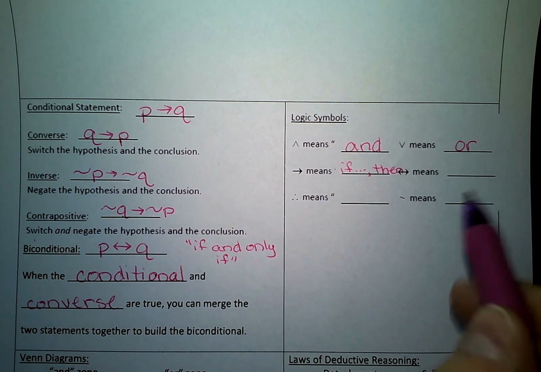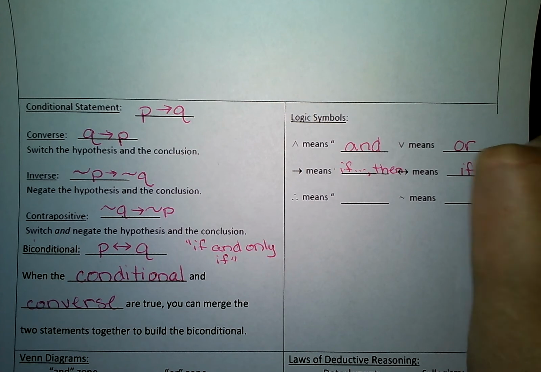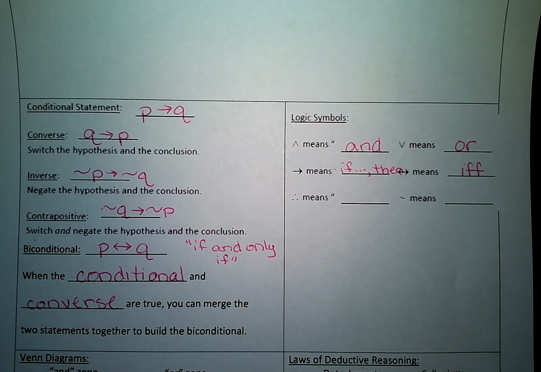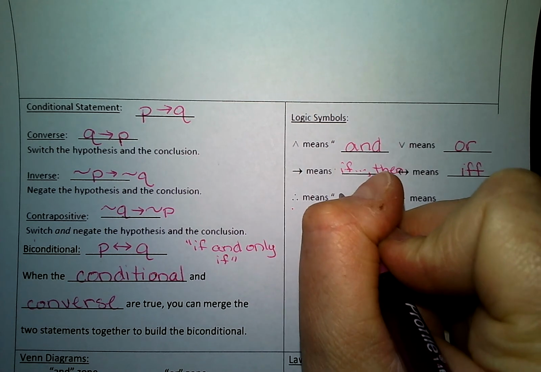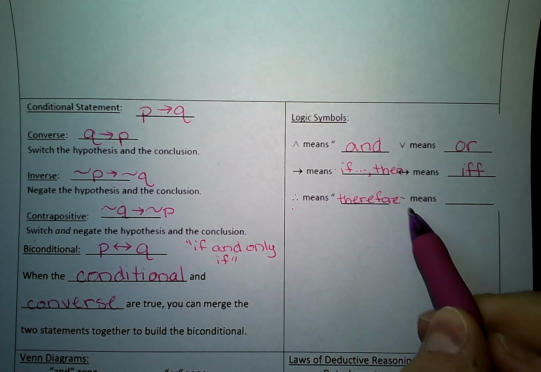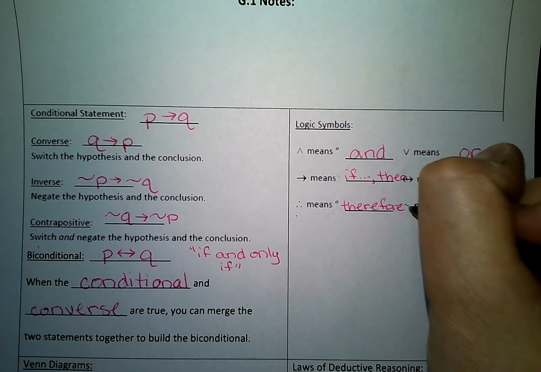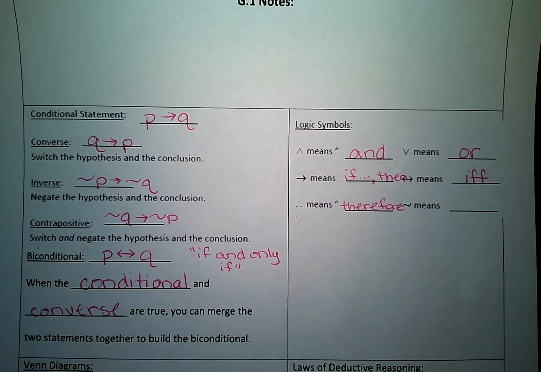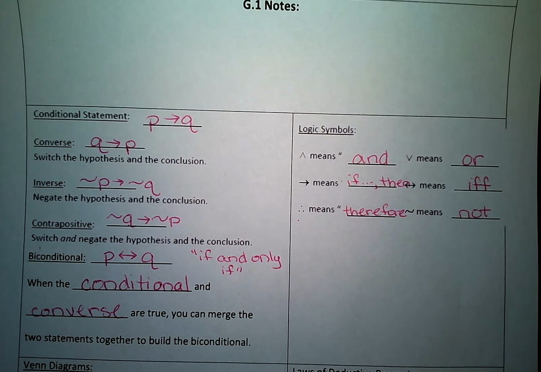The double-sided arrow here stands for the phrase if and only if. That can be abbreviated as IFF, if and only if. The 3 dots in the shape of a triangle translate to the word therefore. And the squiggle, that didn't print too well, is the sign for negation, often translated with the word not.